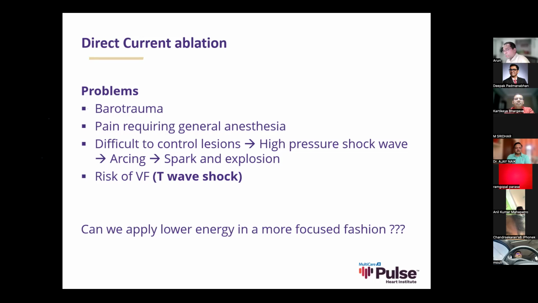And then the other issue was a T-wave shock. If you deliver the shock in a vulnerable period of the myocardium, you can end up causing VF. We exploit this phenomenon when we are checking for DFTs for ICDs, right? We deliver a T-wave shock and put the patient in VF. So that can happen with a DC shock. So the question is, can we apply lower energy in a more focused fashion and create injury? That's the idea of RF ablation.